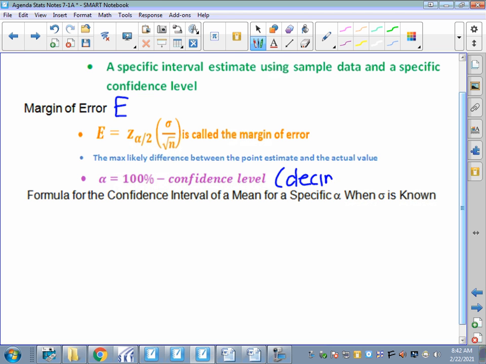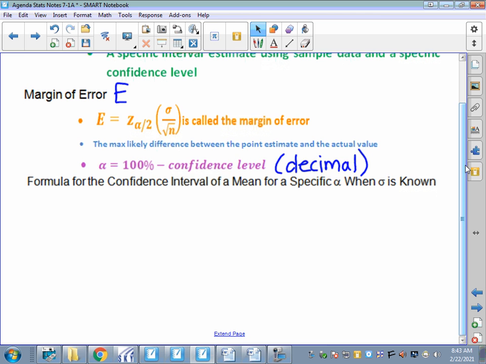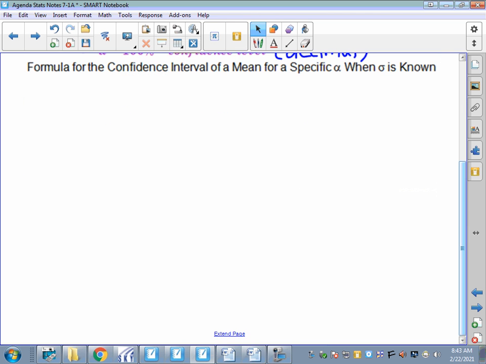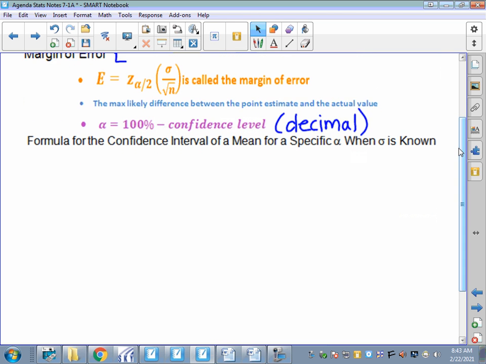Because technically, that's the area under a curve. So alpha is equal to 100% minus the confidence level. All right, and here comes the biggie. Here's our formula for the confidence interval, and if it looks overwhelming, I want you to note the repetition.